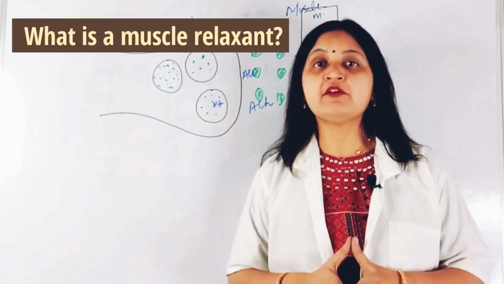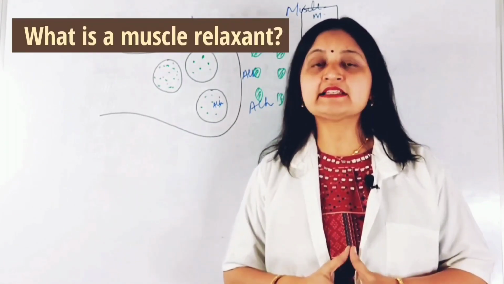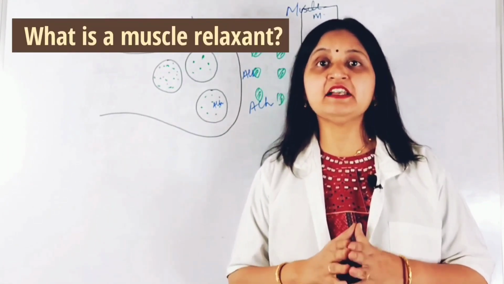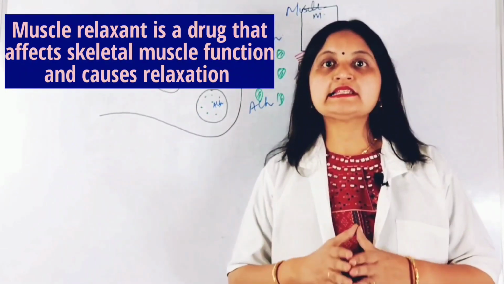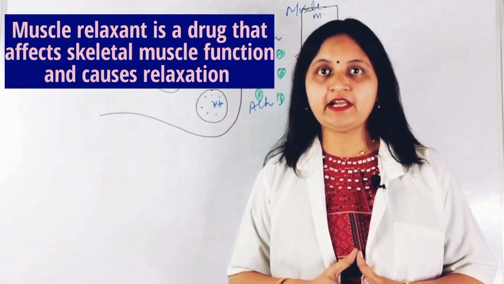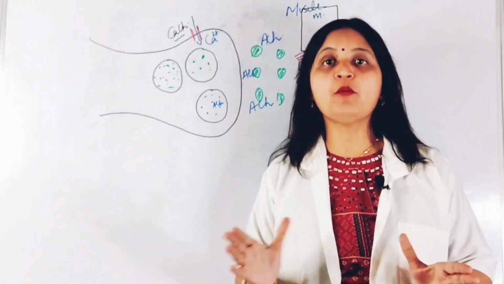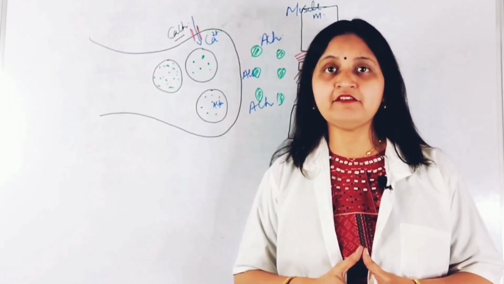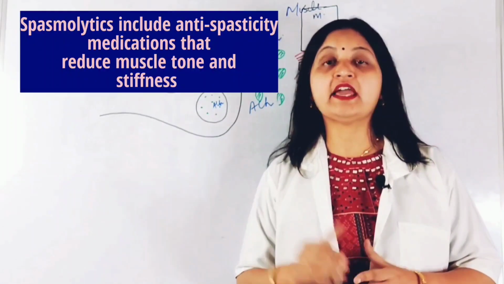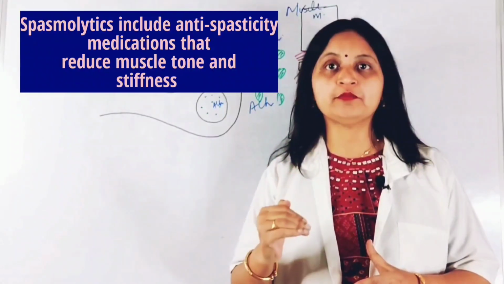So what is a muscle relaxant? A muscle relaxant is a drug that affects the skeletal muscle function, causing relaxation. The skeletal muscle relaxants are classified as spasmolytics and neuromuscular blocking agents. The spasmolytics, as the name itself implies, reduce the increased muscle tone to normal.